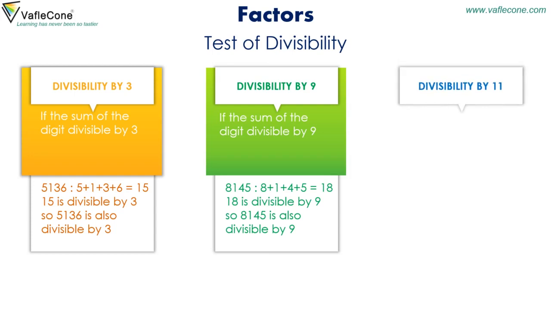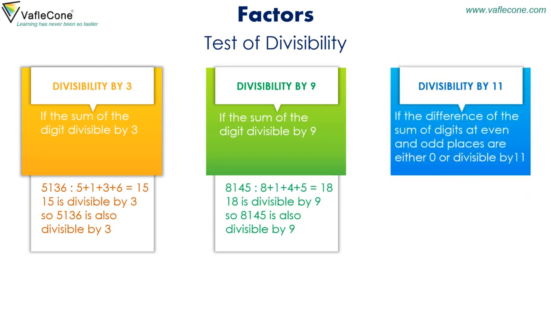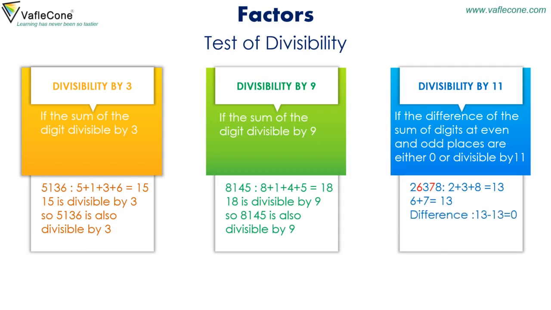Divisibility by 11. If the difference of the sums of digits at even and odd places is either 0 or divisible by 11, the number is divisible by 11. For example 26378, that is 2 plus 3 plus 8 is equal to 13. 6 plus 7 is equal to 13. Difference is 13 minus 13 is equal to 0. So 26378 is divisible by 11.